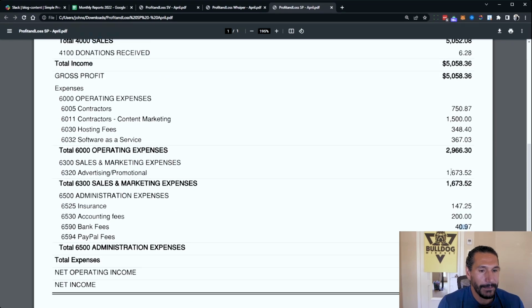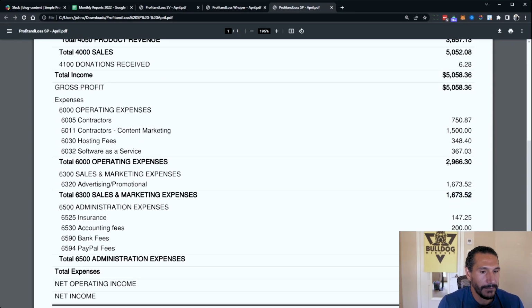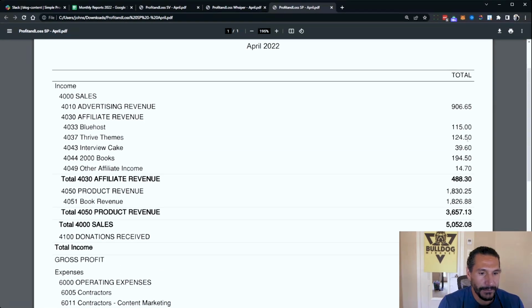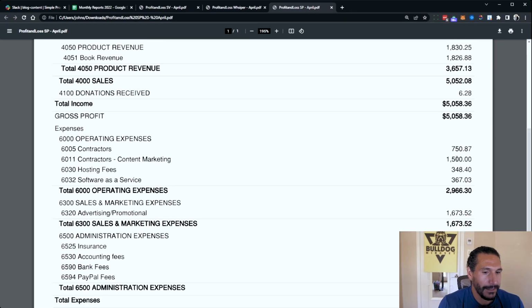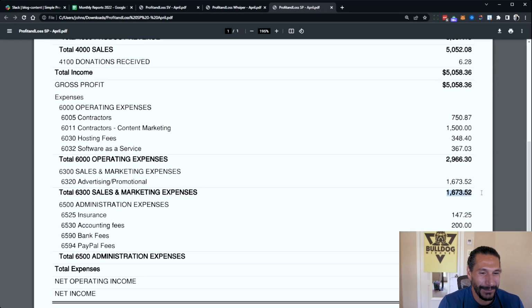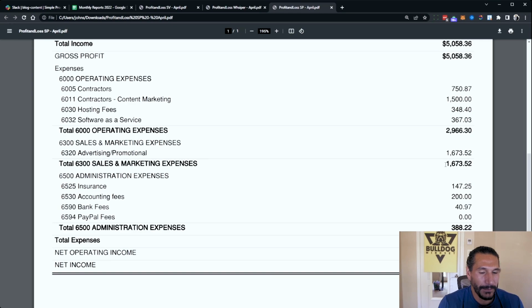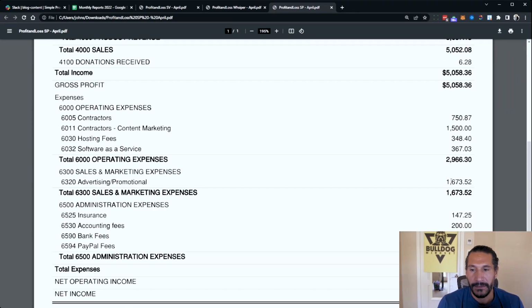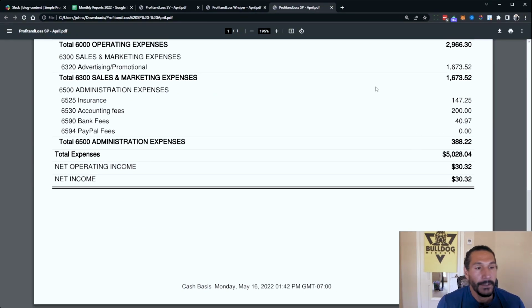So what ends up happening, mostly because of the advertising, which I would say was the big expense, is that there's not very much, just $30.32 profit. It's kind of crazy when you see it, like all this money comes in and then it all goes out. This was the big expense, I would say, that otherwise I would have a decent profit there. And then also I think the book revenue was missing, that it should have shown the rest of the book revenue.